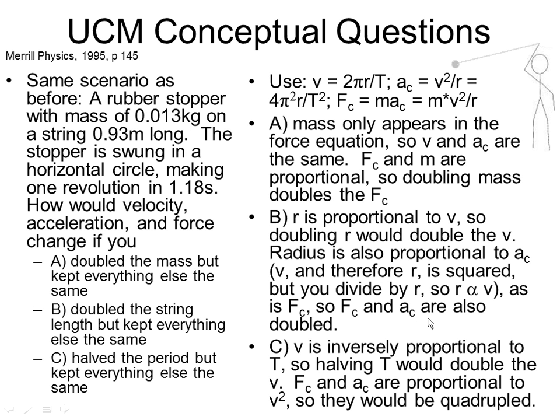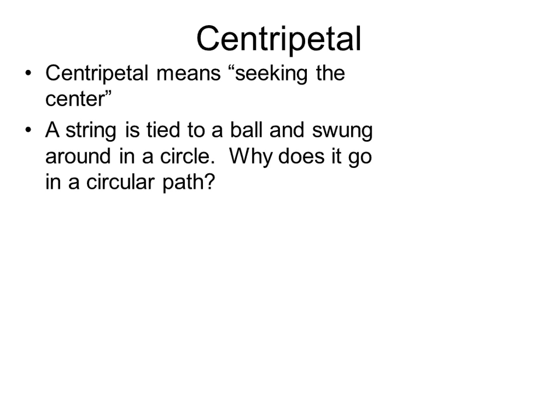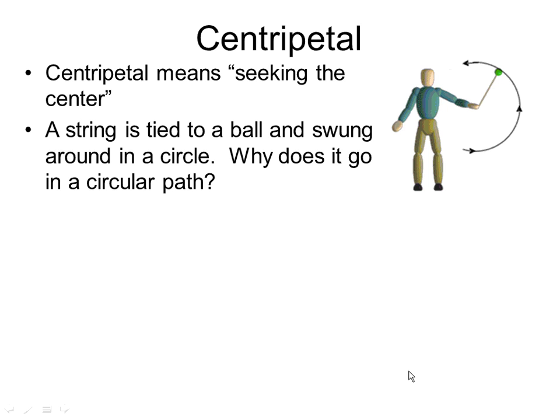A few more things, and we've kind of already talked about some of them. Centripetal, I had already introduced this term, but I guess I didn't specifically define it yet. It means seeking the center, or center seeking. If we have a string tied to a ball, or like in the case from before, the stopper, and it's going in a nice circular path, why does it go in the circular path? You're spinning it around, yeah? What is the reason, though, that it goes in the circular path? It's not witchcraft.